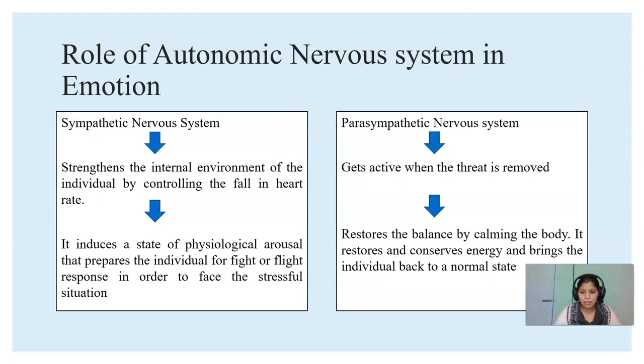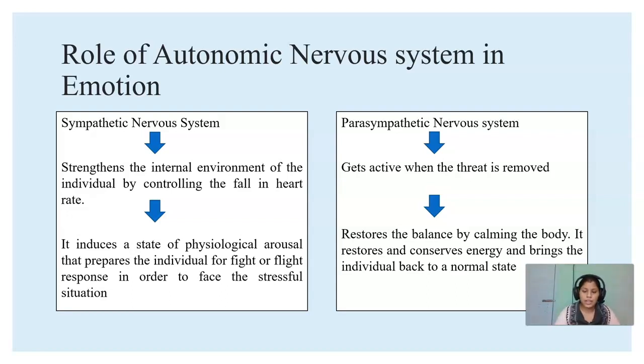Sympathetic nervous system activates when we are aroused, when we are in an arousal state, and it prepares the body to either face the situation or to escape from the situation. So for that, we need some kind of energy, either to face the situation or to escape from the situation. So sympathetic nervous system helps us to cope, deal with the stressful situation.